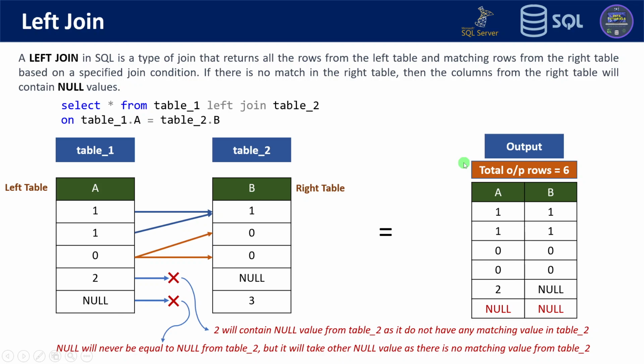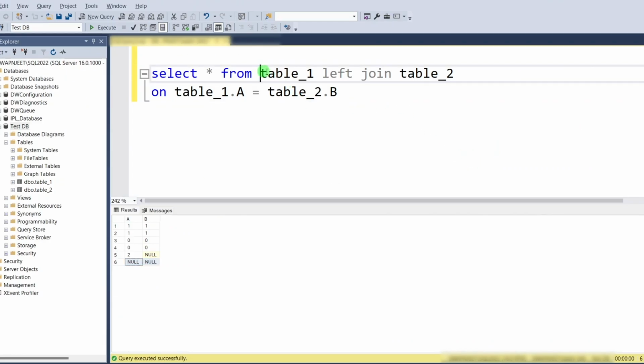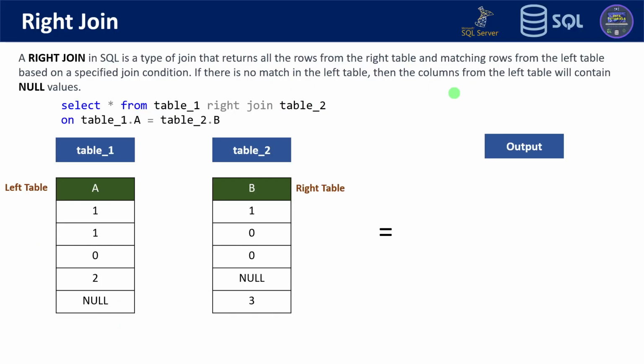So this type of cross questions will be asked, whether null is equal to null, and why 2 is equal to null, right? Because it doesn't have any matching value. So I hope you have understood. If you have understood left join, the right join is very simple. Always remember, whatever we write first in the query will be treated as left, and whatever we write second, that is table 2, will be treated as right. All right, so now we will go ahead and see what a right join is.